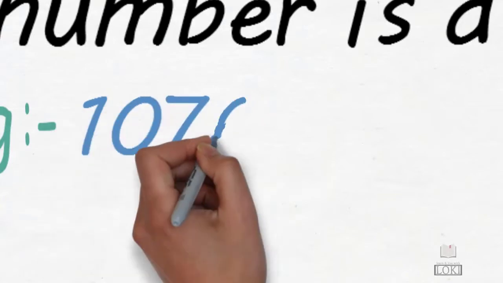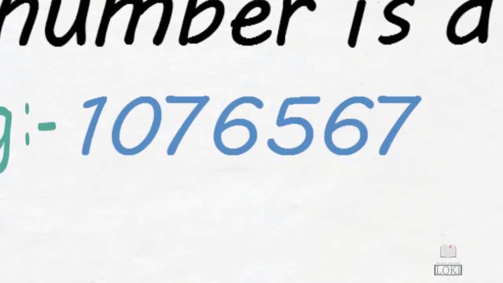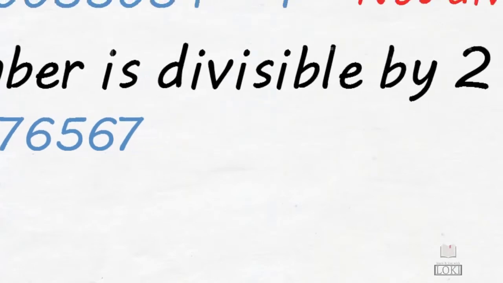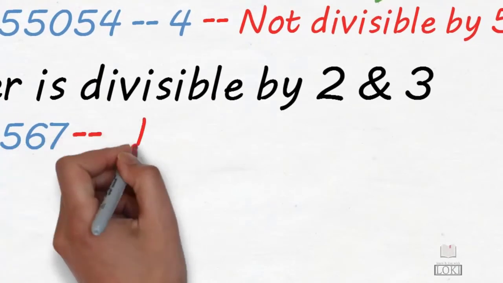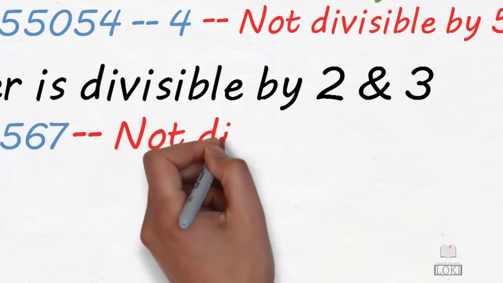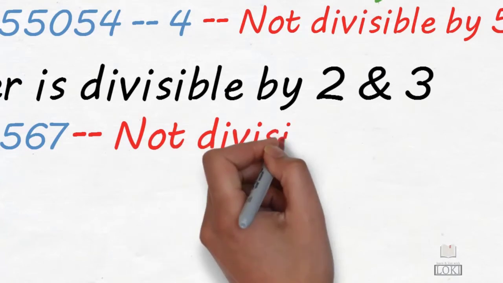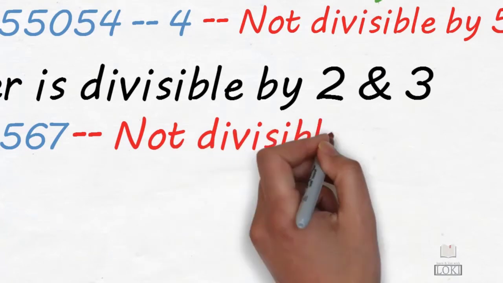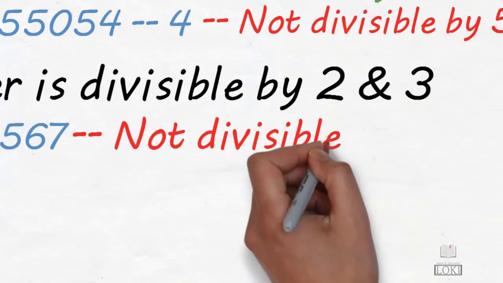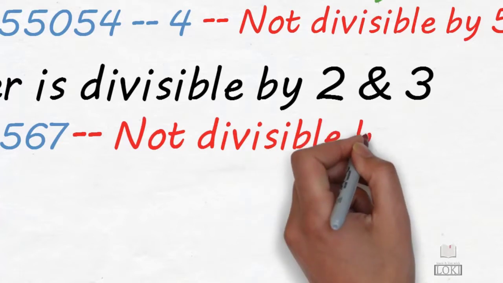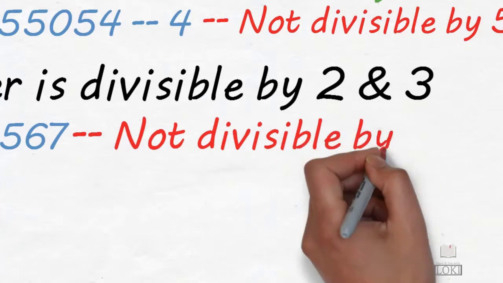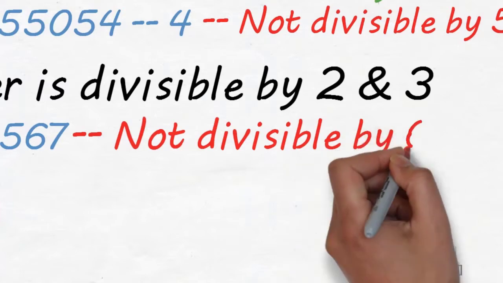The first example is here. As we know, for 2, the divisibility rule is that the last digit should be an even number, and for 3, the sum of all the digits is a multiple of 3. In this example, it doesn't satisfy both 2 and 3. It satisfies only 3. So we can conclude that this number is not divisible by 6.